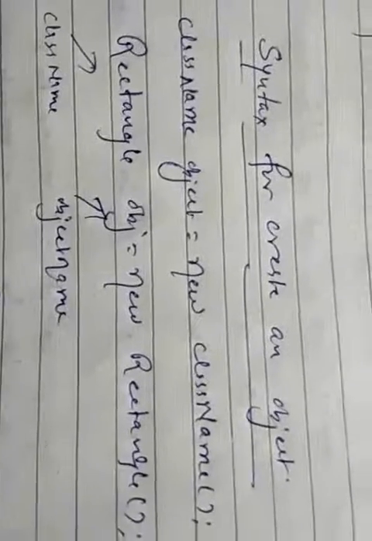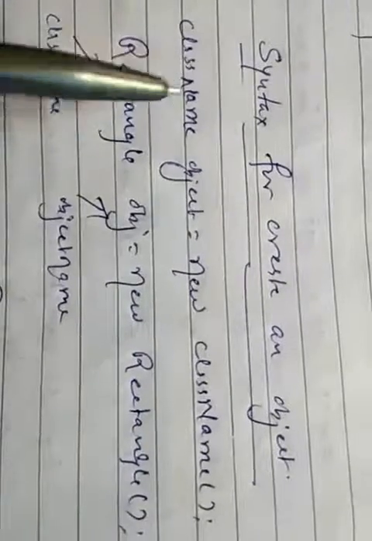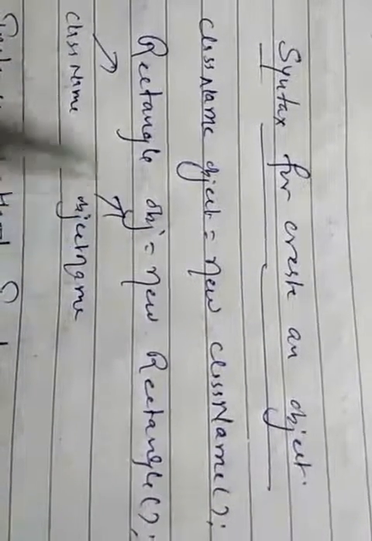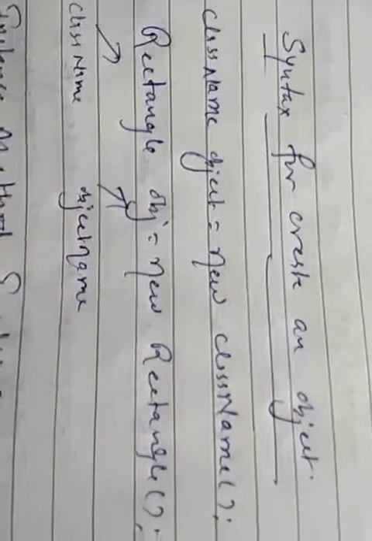So now, what is the syntax of creating an object or an instance of a class? First we will write the name of the class, then object name equal new class name and brackets. So Rectangle obj equal new Rectangle. Rectangle is the class name, obj is the object name. The object name may be another name in place of obj.